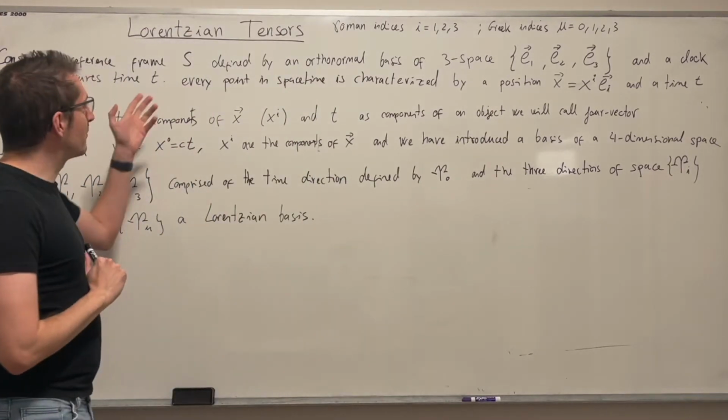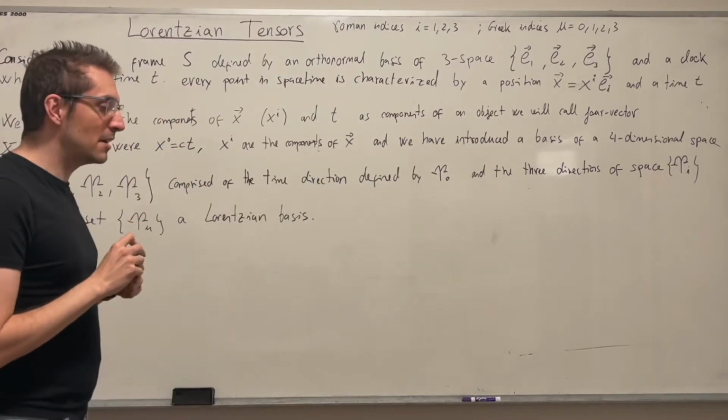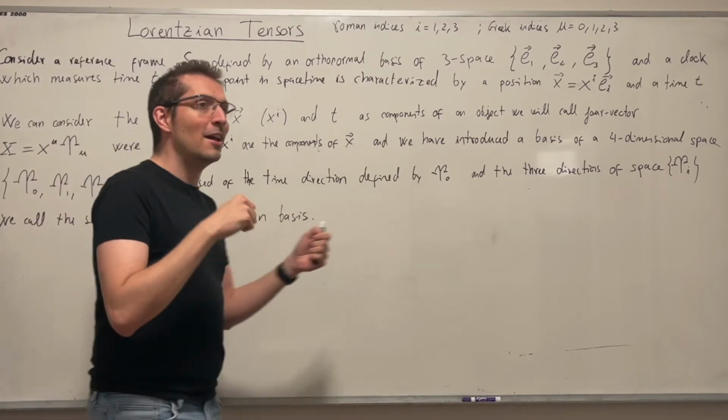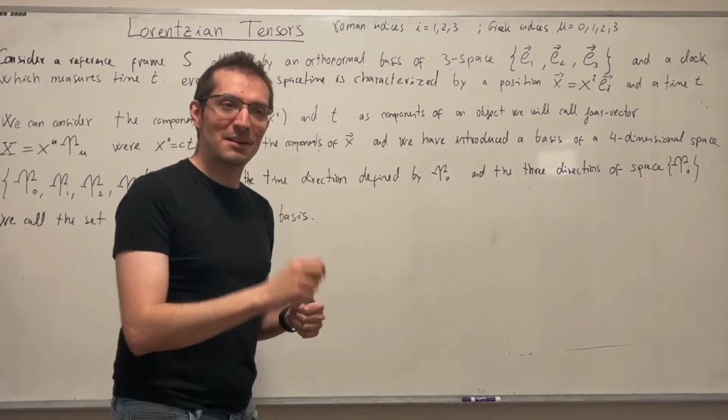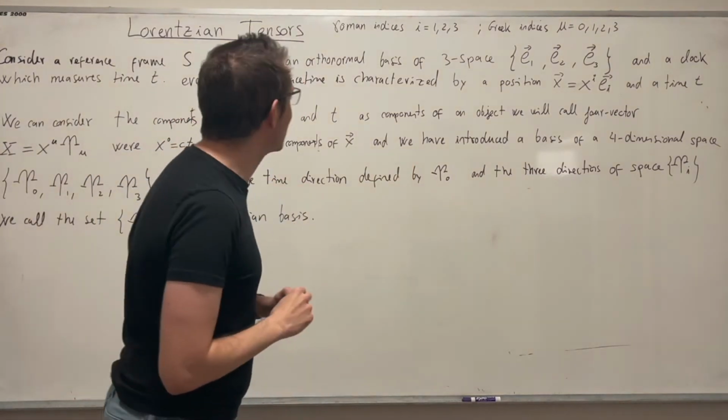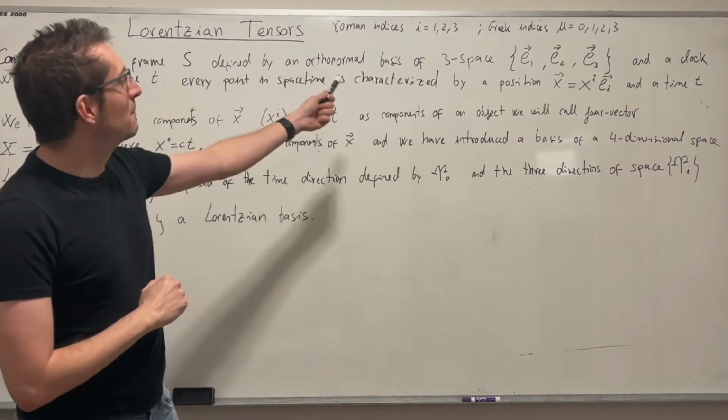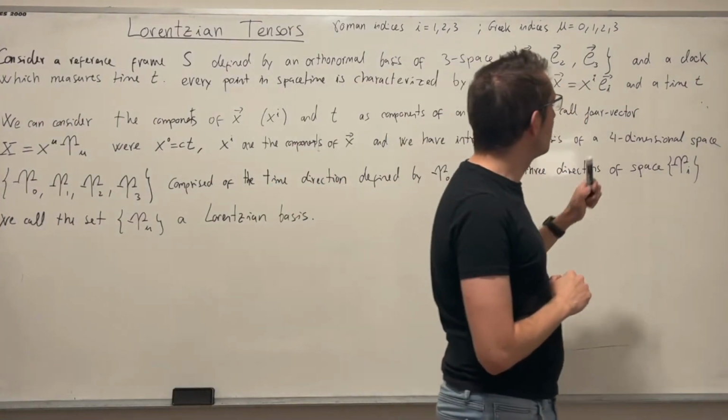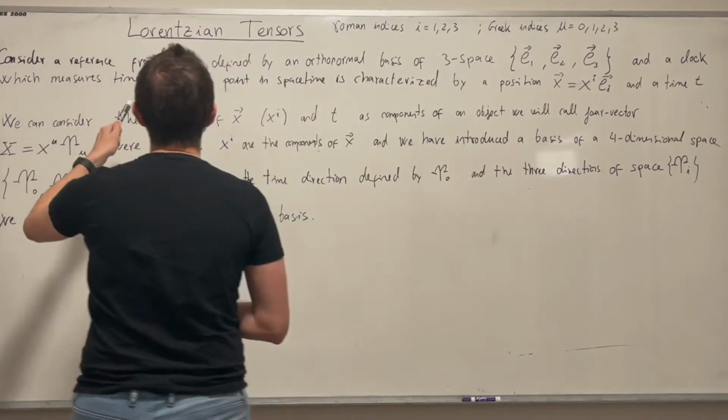Now, consider a reference frame S. Remember, a reference frame is associated with the ability to measure in all directions of space and the ability to look at the time, measure time. So let's say that we have an orthonormal basis of 3-space, e1, e2, e3, and then a clock, which measures the time t.